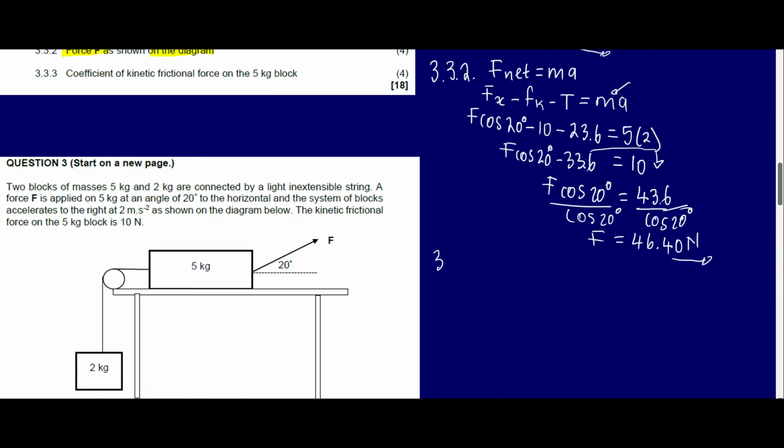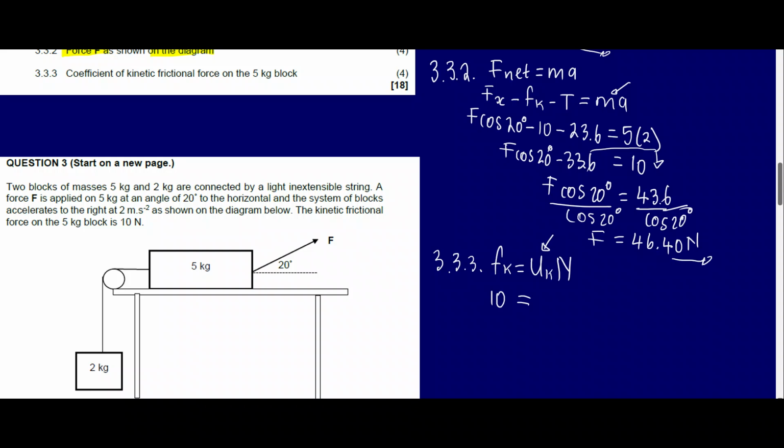So we have calculated the force F, and I think the last question now just wants us to calculate the coefficient of kinetic friction, right? Because we do have the Fk here. And you know, by definition, Fk is equal to mu k N. And if you take a look at what they want us to calculate, they want us to calculate this, right?